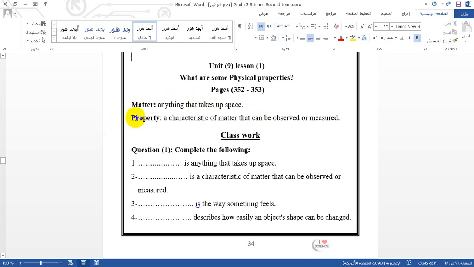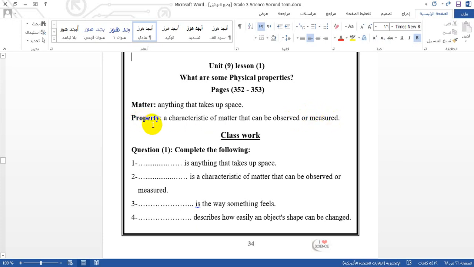Okay guys, now what about property? Property is a characteristic. What does characteristic mean, guys? Like color, shape, size, hardness, all of these are characteristics of matter that can be observed or measured. Observed means you can see it with your eyes, or measure it, you can use some tools to measure objects, like a cube or your book. You can measure the volume of your book by using the ruler, right guys? So this is the property.